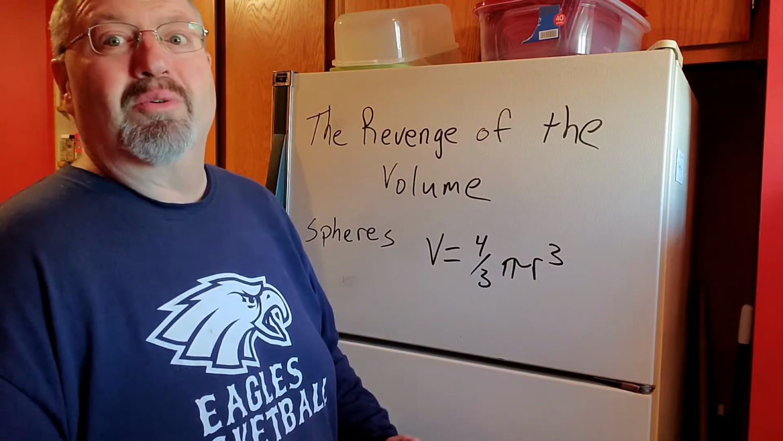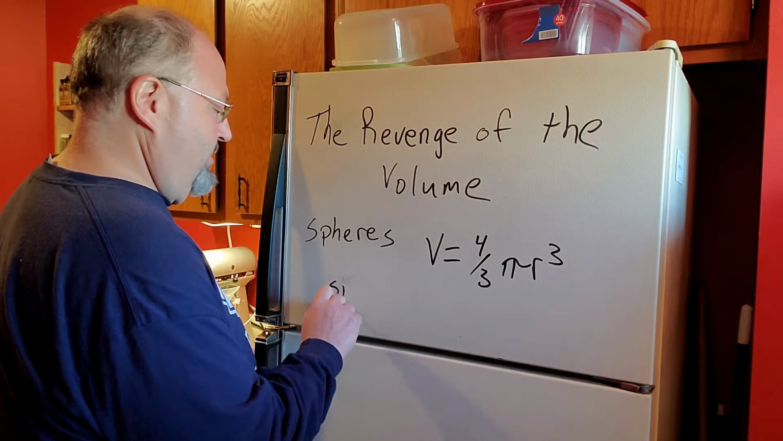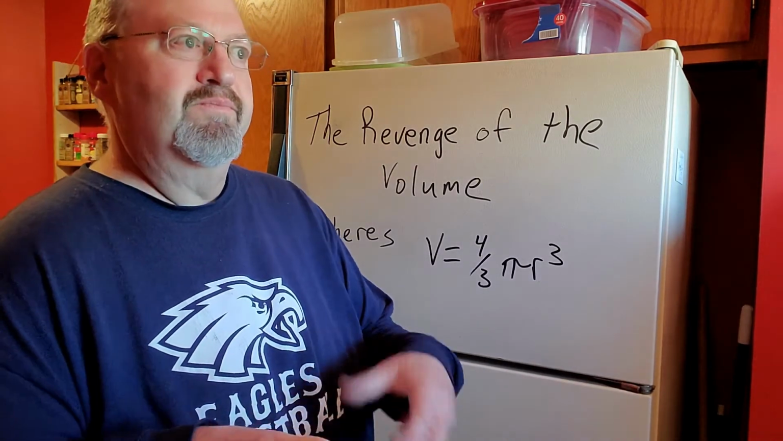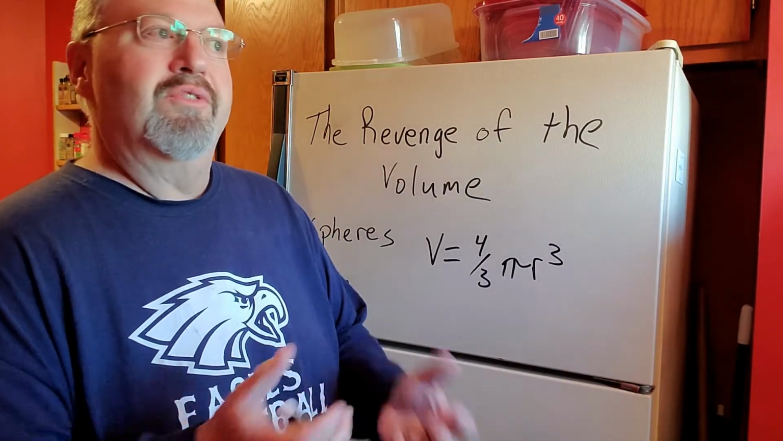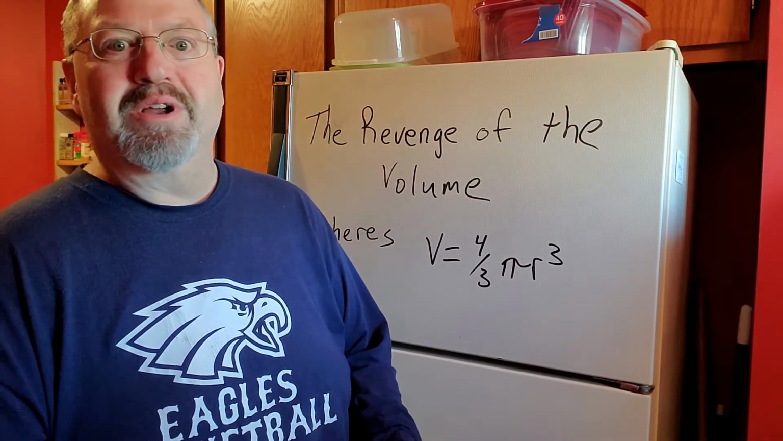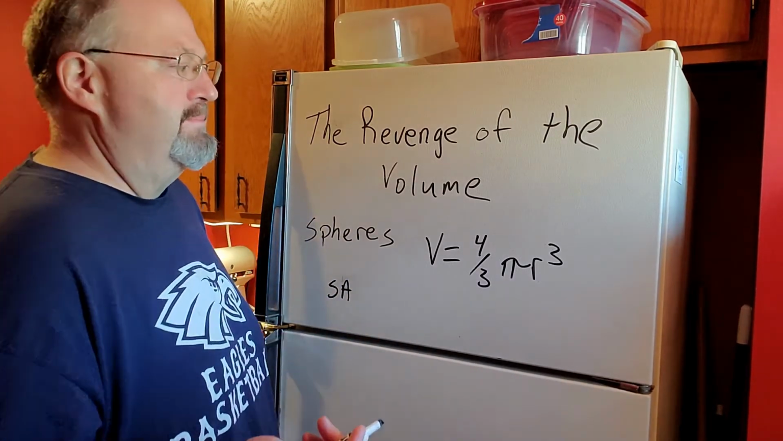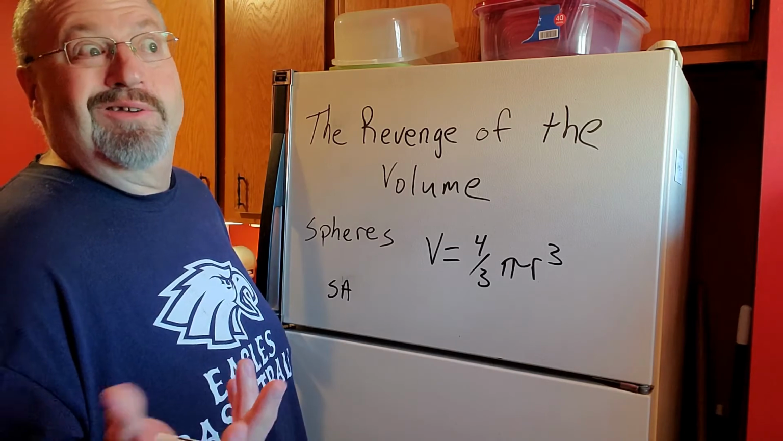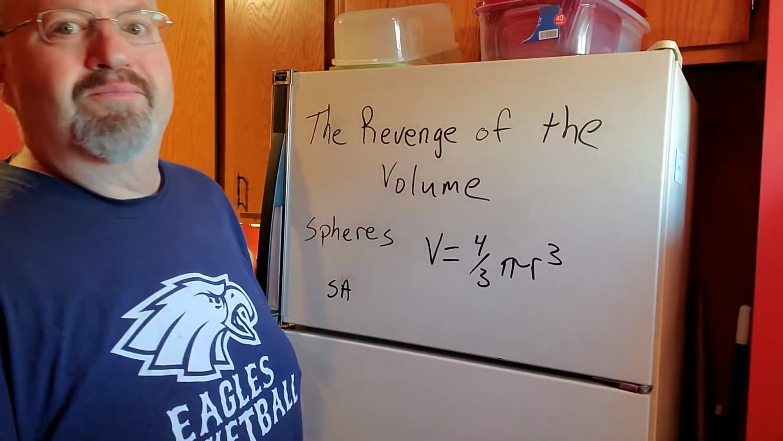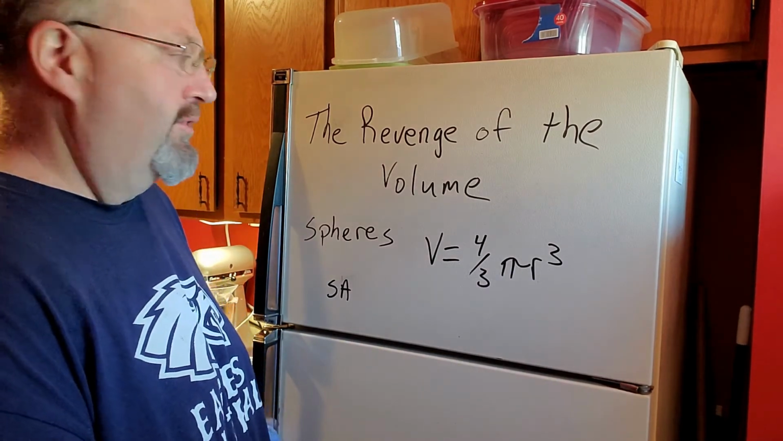Now, you also get a special bonus formula, and that's surface area. The surface area of a sphere is how much paint it would take to cover the outside of the sphere. Again, there's no good way around this. You're going to have to memorize it. Sorry. If you know calculus, all you have to do is take the derivative of this, and you get this over here, but I'm guessing most of you don't know calculus.